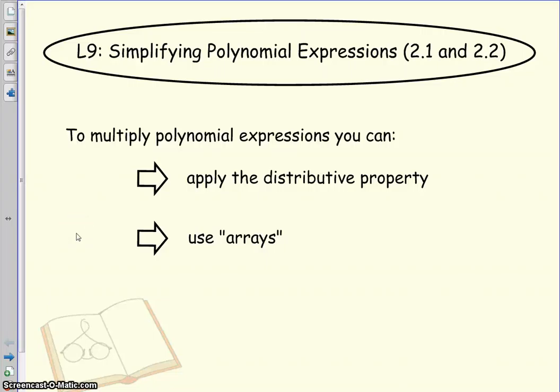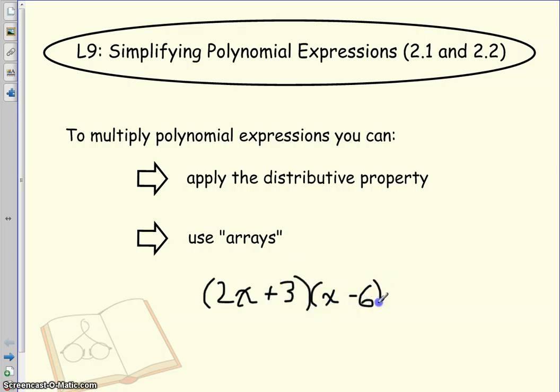Alright, so we're going to start our next unit reviewing a little bit of stuff that you learned back in grade 10, and the whole idea of expanding and simplifying polynomial expressions. So as a bit of recap from grade 10, if you're looking to multiply different polynomials, so for example, let's say we were trying to multiply 2x plus 3 by x minus 6.